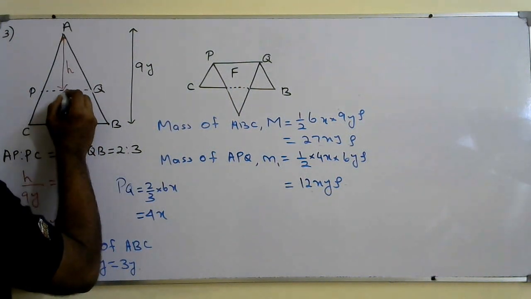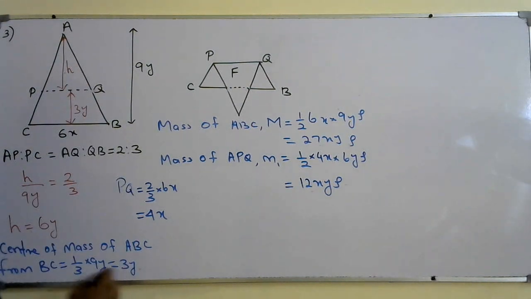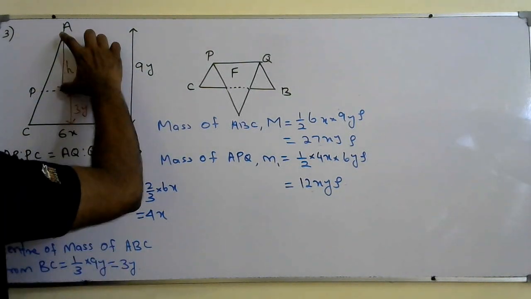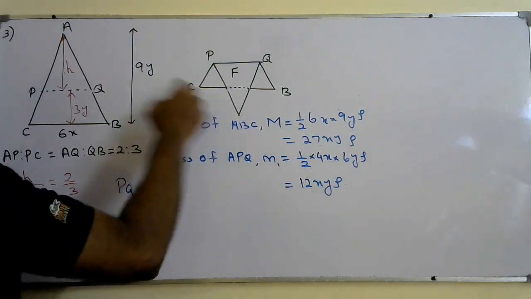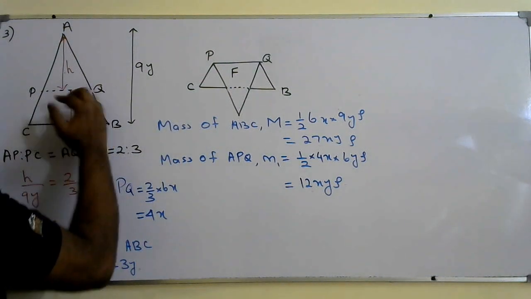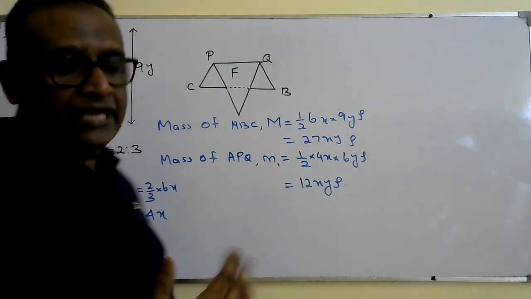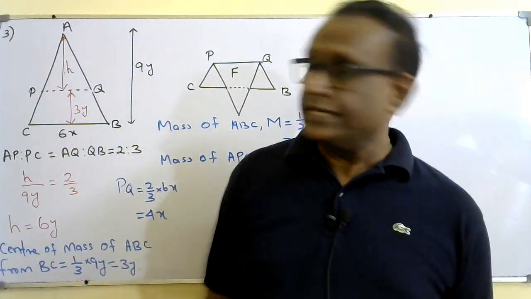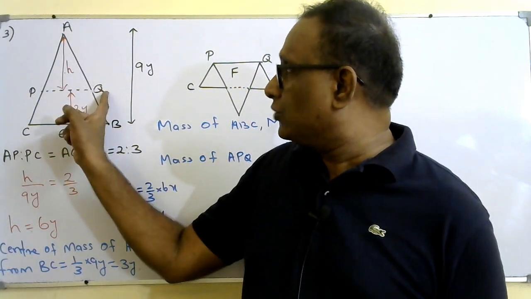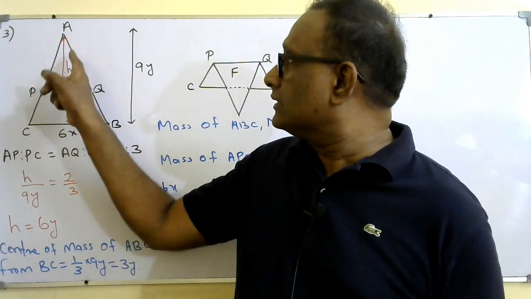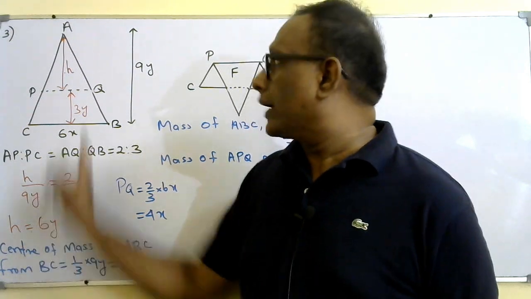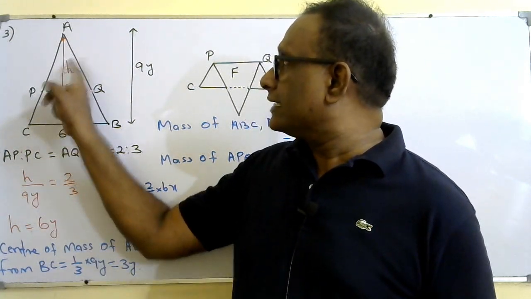Its center of mass is in the upward direction. From PQ, it's at a distance of 1/3 of 6y, because this h is 6y, but in the upward direction. But after it's folded, the center of mass is going to be downward. So we have to take one direction positive, I told. We'll take the downward direction positive, so this is going to be negative. The center of mass of triangle APQ is 1/3 of h from the base. H is 6y, so that is 2y. The center of mass from PQ is at a distance 2y.